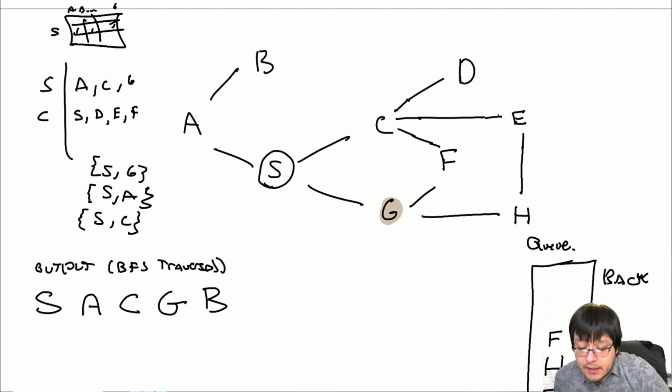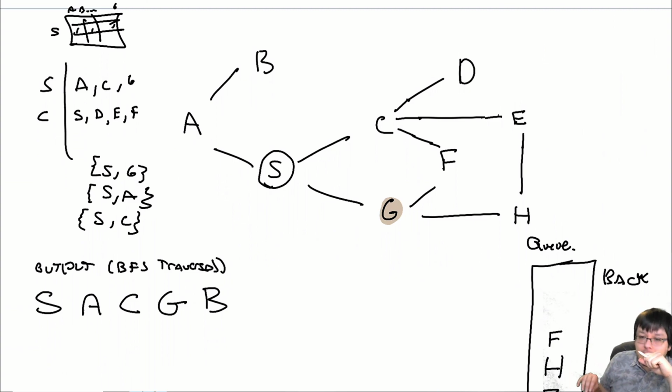Notice that the way this is working, it is working. We got A, C, G, and they're all alphabetical, and now we got B. So it's working alphabetically because I'm picking them. I'm adding them to the queue in an alphabetical manner. But it doesn't matter if they're not alphabetical, as long as they're in breadth first search order.